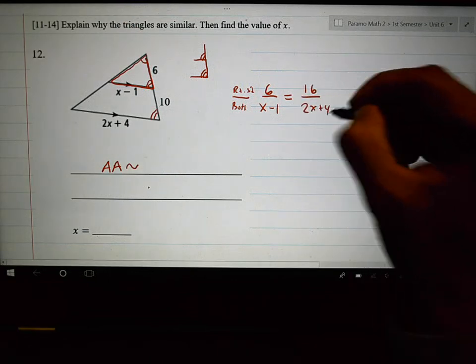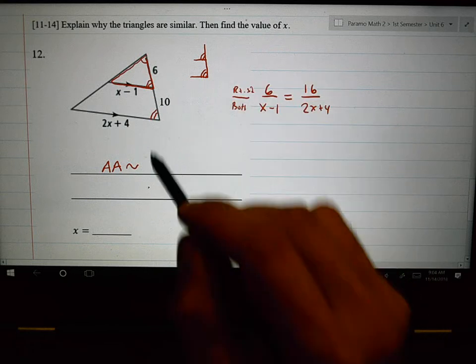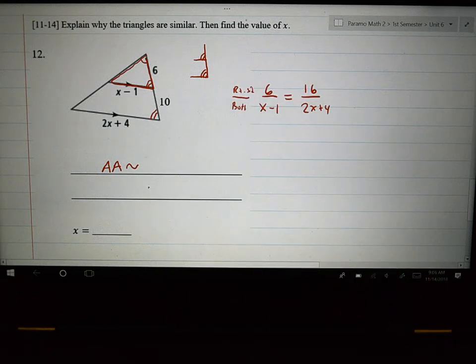I can't tell you how many students just go and say, well, I used the 6, now I'm going to use the 10. You have to make sure it matches in this unit. Otherwise, it doesn't work out.